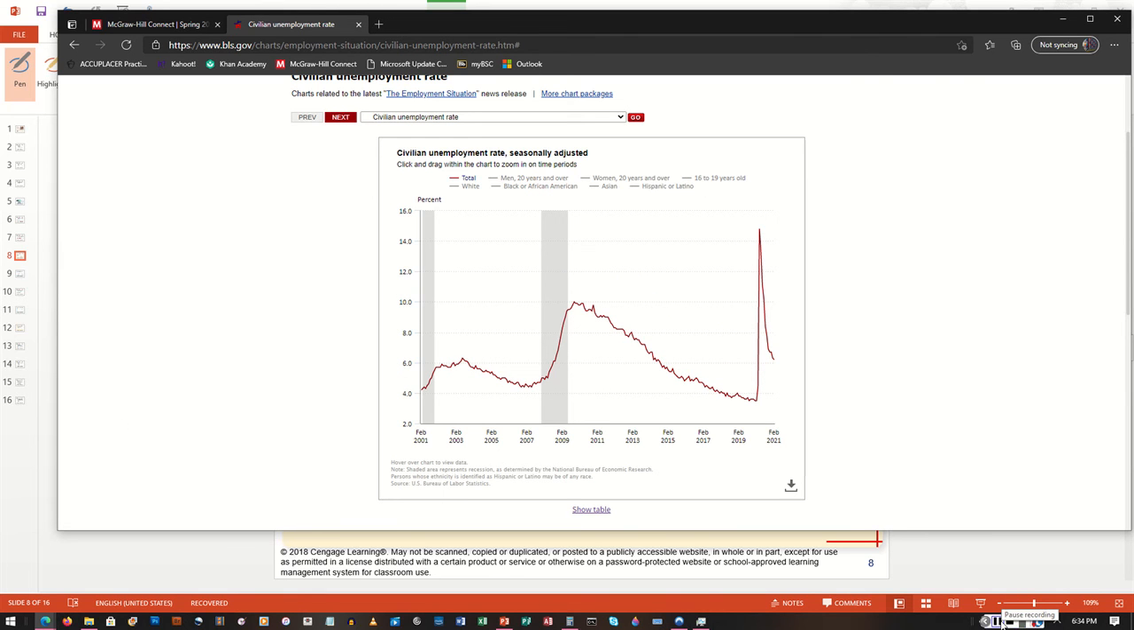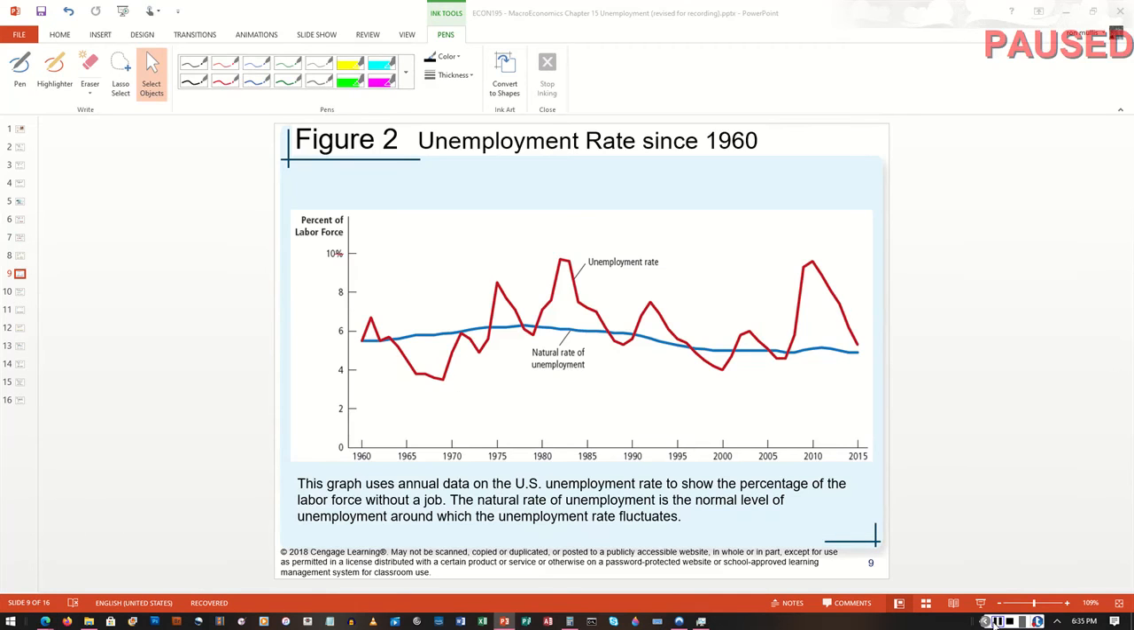So this is the BLS.gov site. Again, this site is very useful to look at the employment situation in the U.S., as well as to look at different salaries for different occupations, and to look at the GDP as well. But for this example, we're just using it to look at the unemployment rate. So this figure here shows the unemployment rate since 1960.